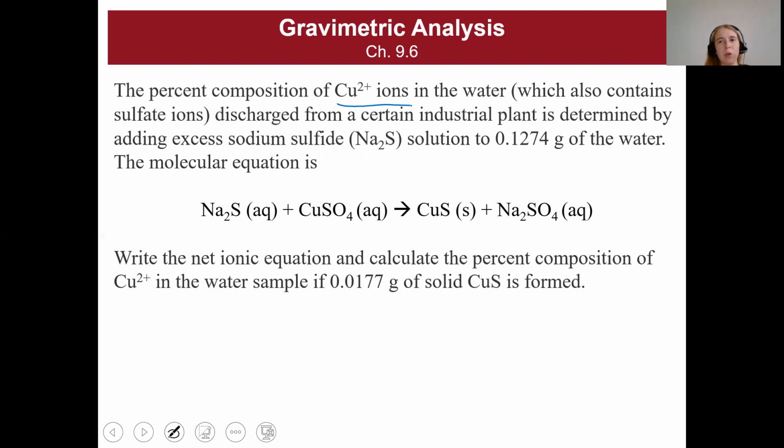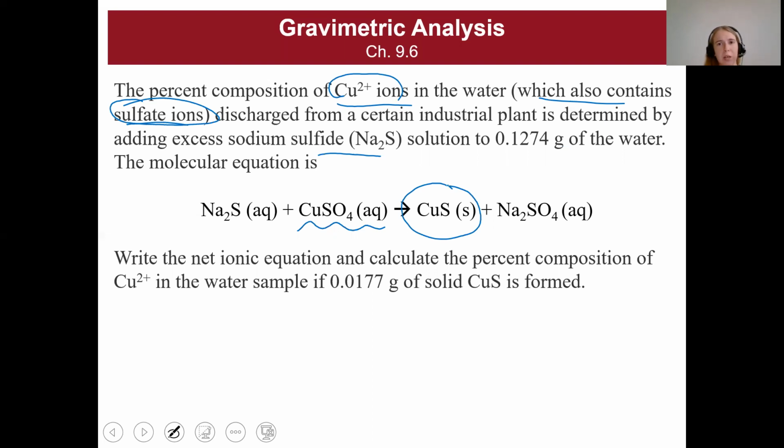So this sample of water also contains sulfate ions. So we can presume that there is some aqueous copper sulfate, which has dissociated into copper ions and sulfate ions in our water sample. So we're going to react our copper sulfate with sodium sulfide in order to form this precipitate, which is copper sulfide. So this is the basics of gravimetric analysis.